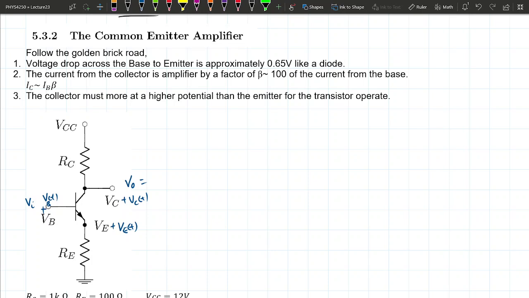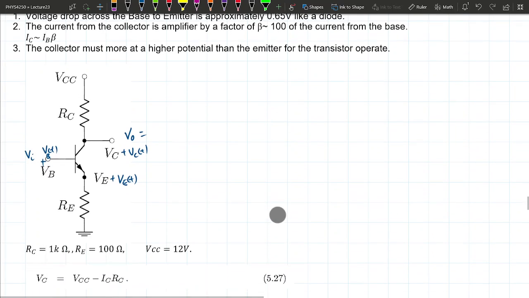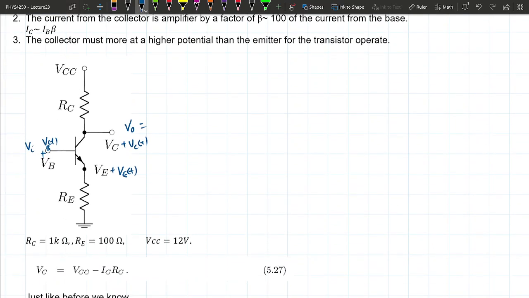You would think, well, why would this make an amplifier? That doesn't make any sense, right? So let's just pick some numbers for our resistors. Make our collector resistor 1K. Make our emitter resistor 100. So there's a factor of 10 between them. And our VCC is at 12 volts, so the maximum output of my circuit is going to be 11.35.